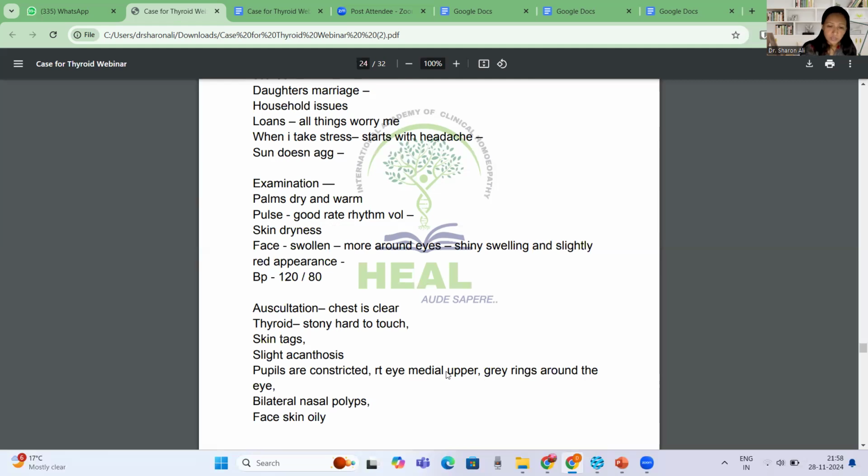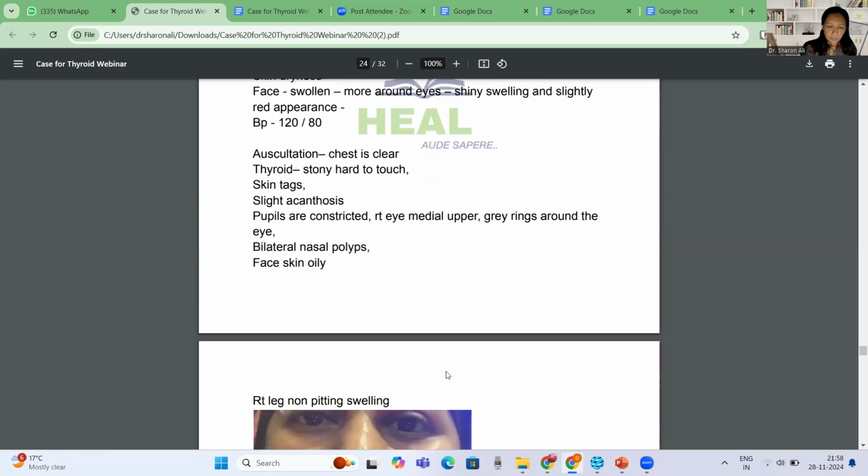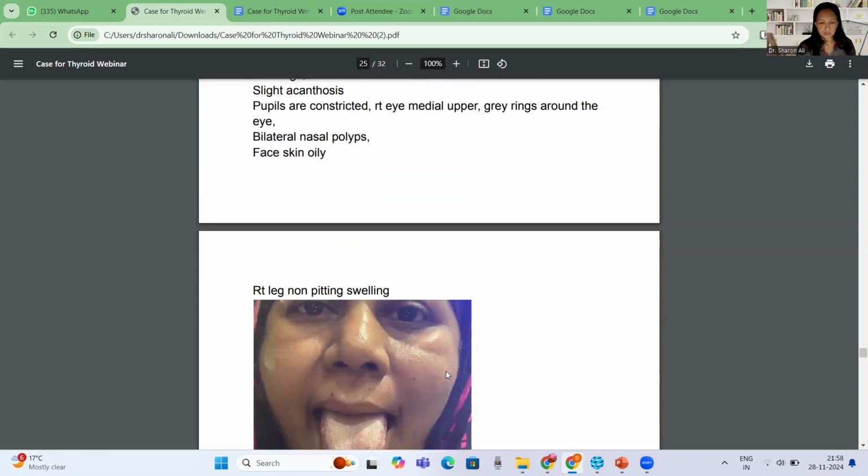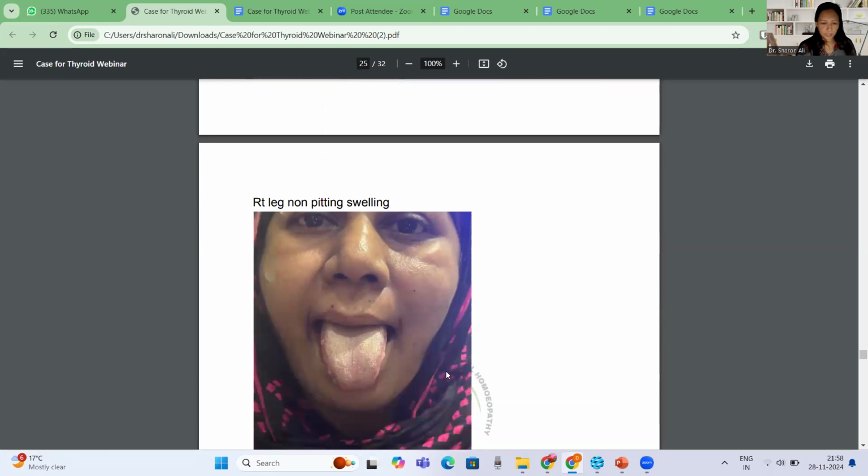Pupils were constricted with right upper flattening in the right eye, which we consider suppressed anger. Bilateral nasal polyps. Okay. The right leg had non-pitting swelling. Now this is her face. Okay.